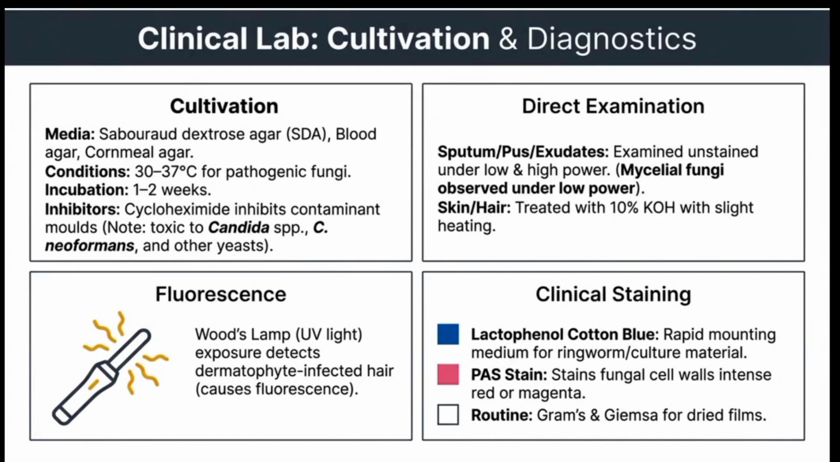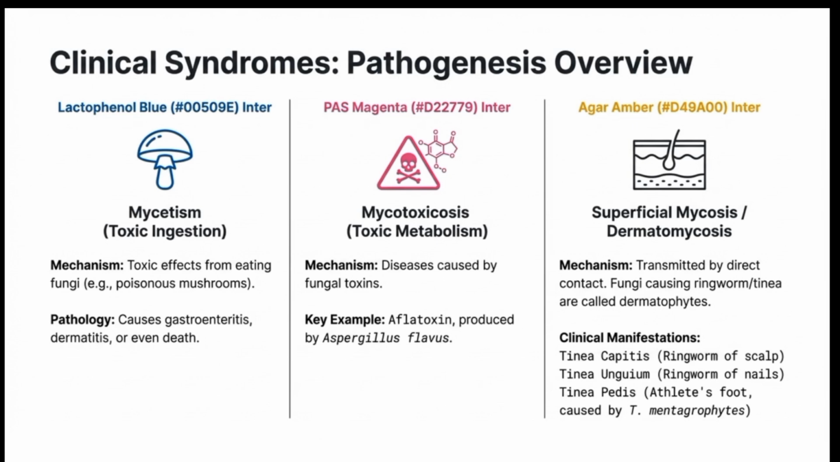Okay, so once the lab stains it magenta and identifies exactly what we're dealing with, what is that fungus actually doing to us? How does the disease unfold? Well, first we have to differentiate between a fungal attack and a fungal poisoning. Mycetism refers to the toxic effects of directly eating poisonous mushrooms, which causes severe biological fallout. Mycotoxicosis is when a disease is caused by fungal toxins leaching into our environment or food supply. A notorious example from the atlas is aflatoxin, a highly dangerous liver carcinogen produced by the mold Aspergillus flavus.